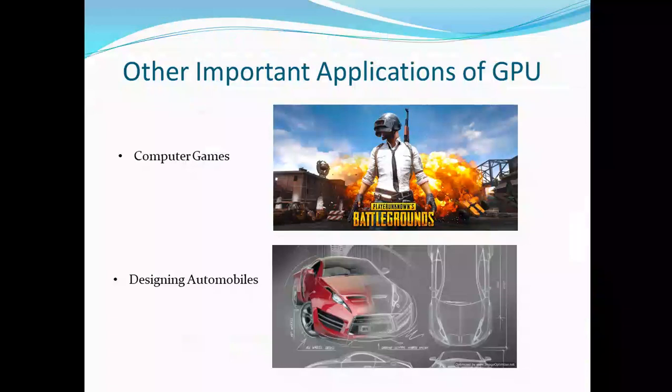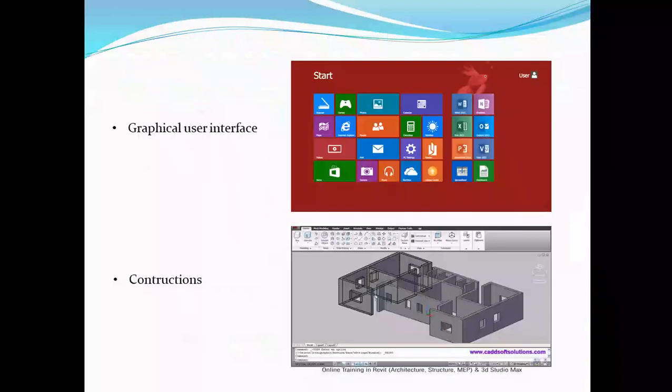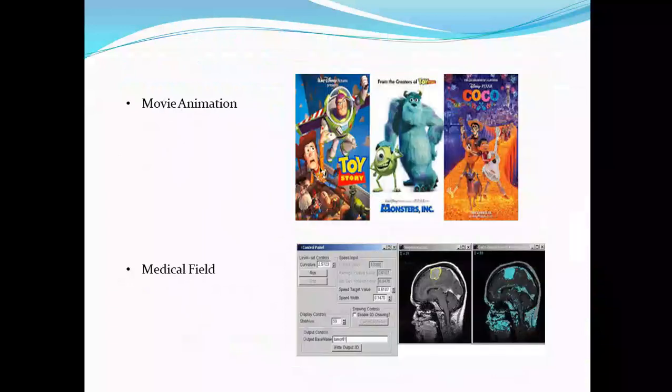There are also other important applications of GPU. GPU has high-end demand in computer games. GPUs are also used in designing automobiles. GPUs are also used for designing graphical user interfaces. GPUs are also used in the design and construction of buildings. GPUs are also used in movie animation and for CGI effects. GPUs are also used in the medical field.